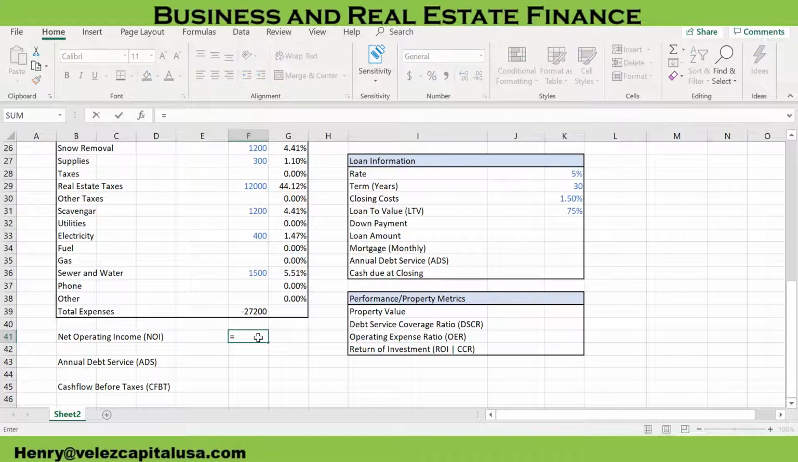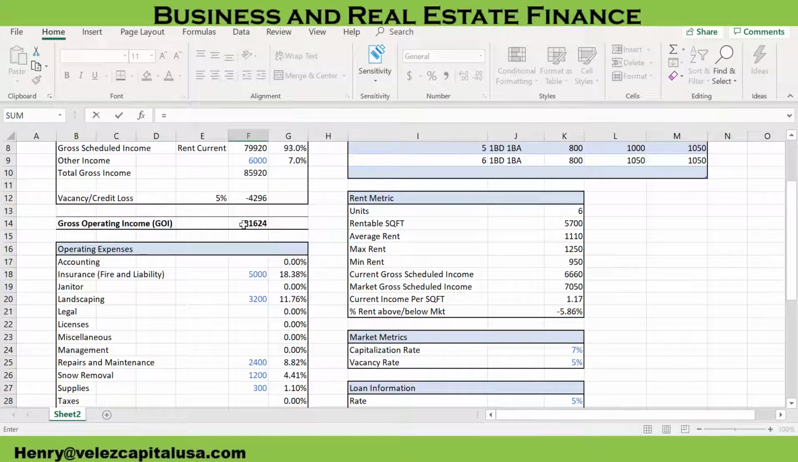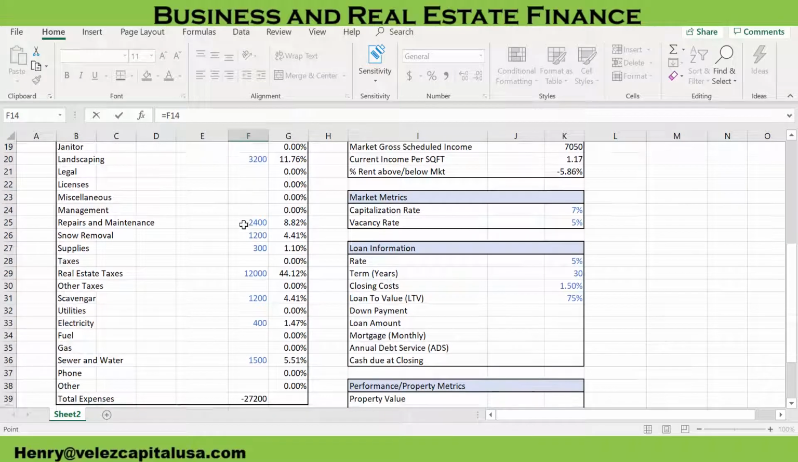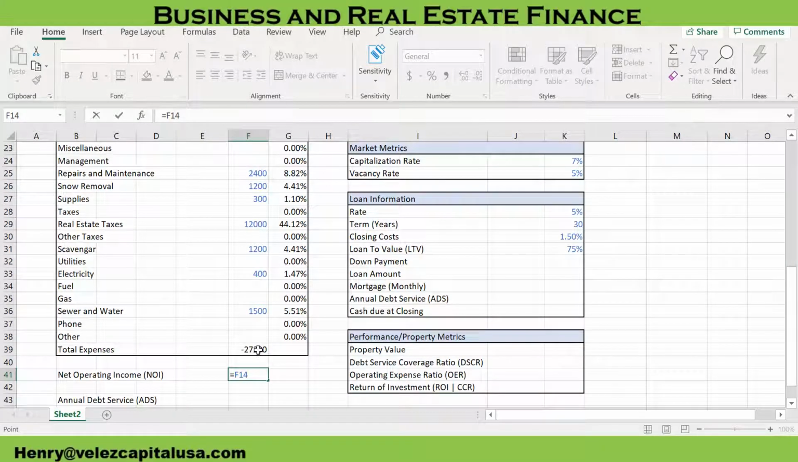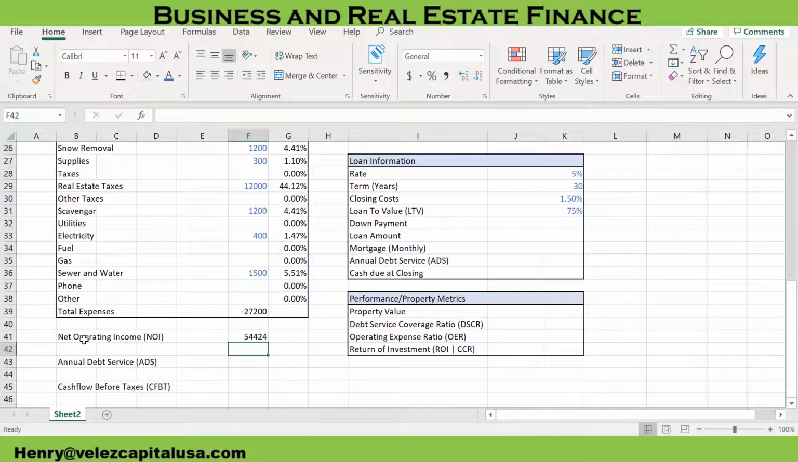So the net operating income is going to be your gross operating income, and then you remove the total expenses. And since it's a negative, you just add it. So you add the negative 27,000. And that's your net operating income. And we're going to mess with this number quite a bit because it's important.